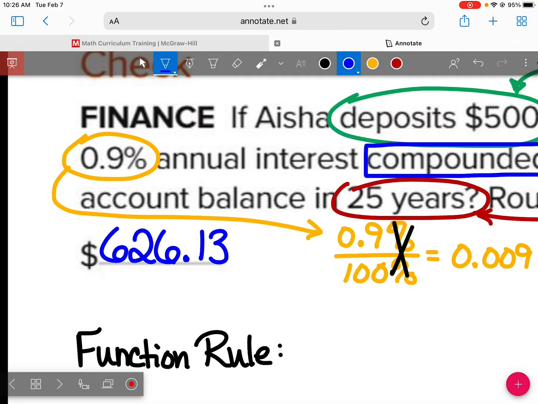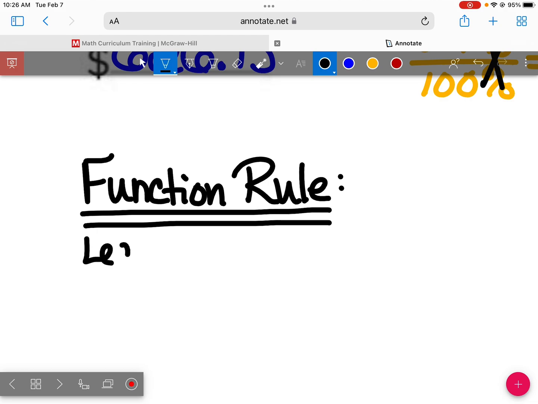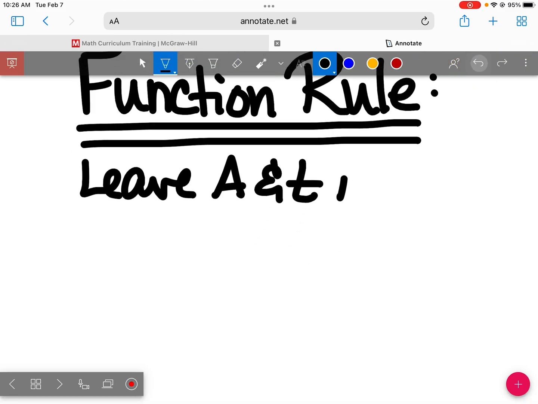I want to talk about what the function rule looks like, because on our e-learning day, which is Thursday this week, you guys won't report to school. You are going to have a take-home quiz, and it does ask for the function rule. So the function rule looks exactly like what I did over here, but you're going to leave t in the formula. We're not going to substitute the number in for t. So for the function rule, we leave A and t as letters in the formula.